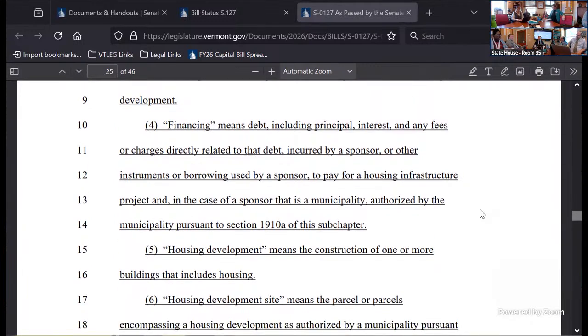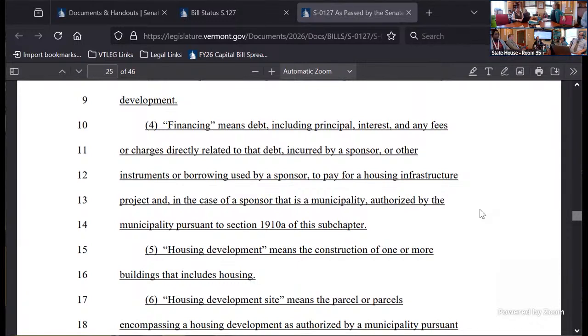Subdivision 4 is the definition of financing. This is the actual money that you're putting toward a project. And this is the same thing that's used for TIF districts, or big TIFs is the way you may hear me reference them throughout this, just to contrast with project-based TIF. And in this case, it's your debt, principal, interest, any fees incurred by a sponsor, we'll come to that concept, or other instruments or borrowing to pay for that housing infrastructure project.